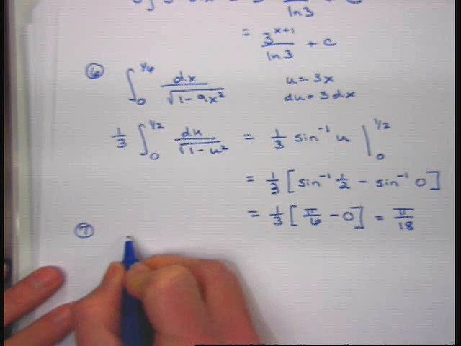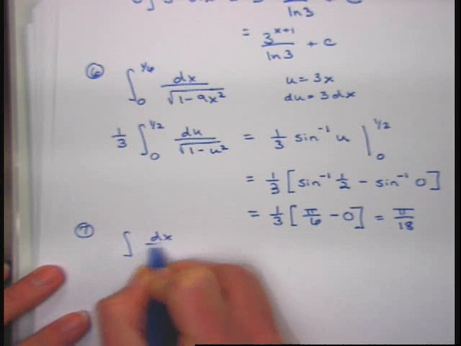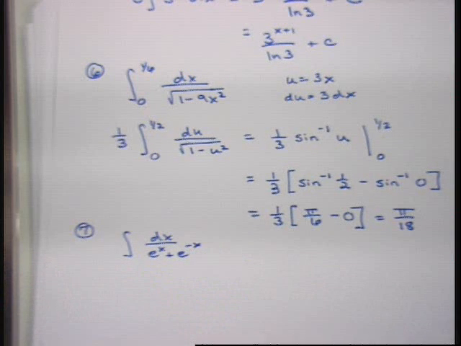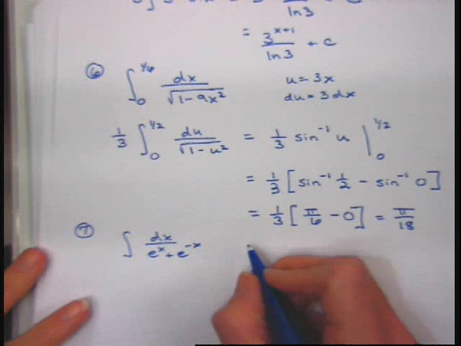The antiderivative of dx over e to the x plus e to the negative x. All right, this is one of these problems where you have to be cute, okay? And one way to be cute is to multiply by 1 in a convenient form, okay? So the cute way that I'm going to multiply by 1 is e to the x over e to the x, okay?